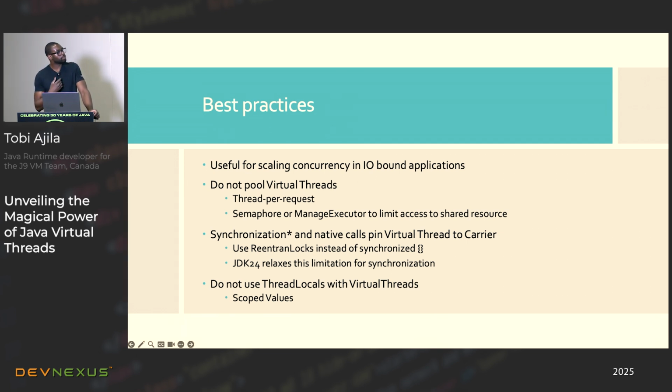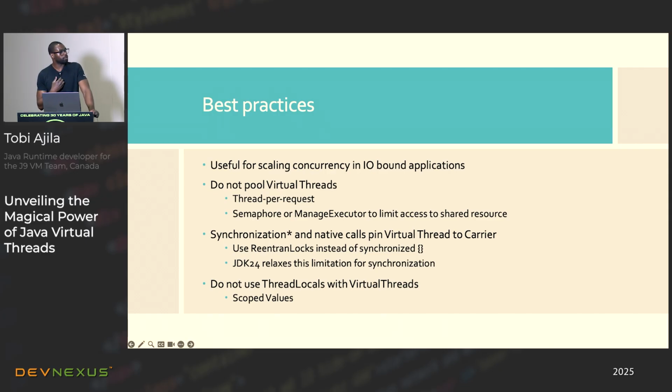And then synchronization pre-JDK24, again, is something you have to watch out for. It could cause performance degradation. If you're using JDK21, for example, and you're seeing a degradation due to synchronization, ReentrantLocks is something that you can use instead. This does not cause pinning. So the virtual threads yield and remount as appropriate.